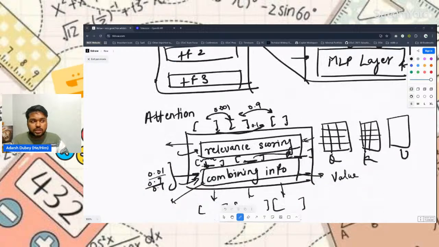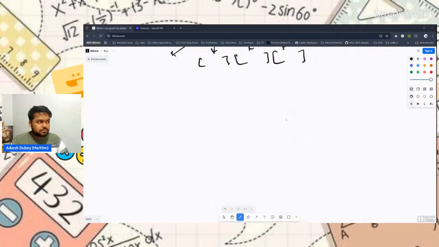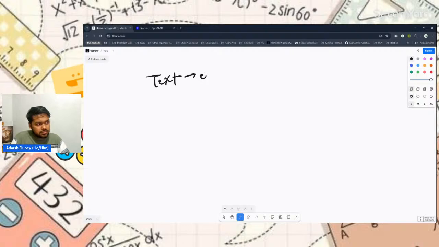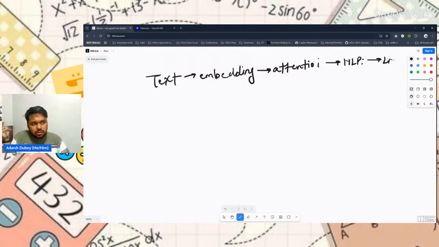So what you need to remember from here is: text, embedding, attention I, MLP I, LM head.